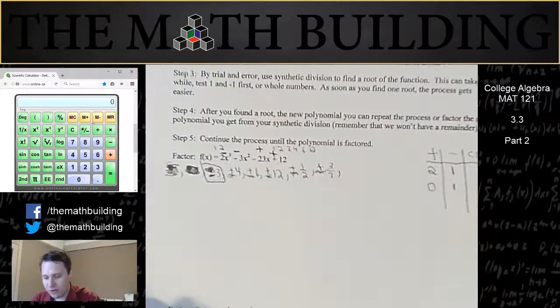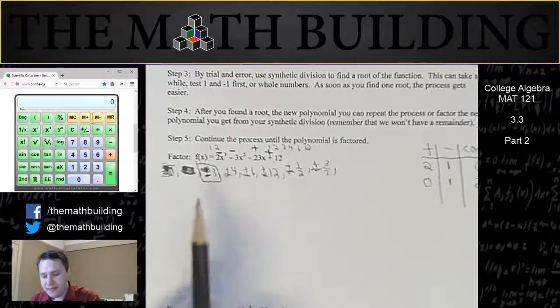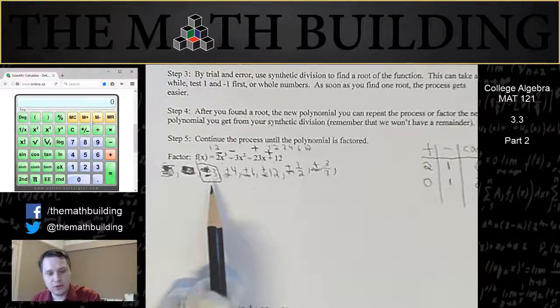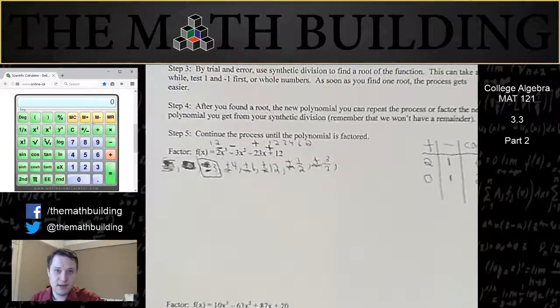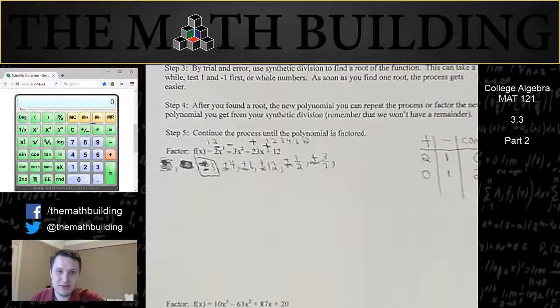So that's just wonderful. So now that we know that negative 3 is a solution, we're going to use synthetic division. And we'll start that in part 3. You saw how long that just took. And I've done this very many times. So just be patient. Finding your first root takes a while sometimes.